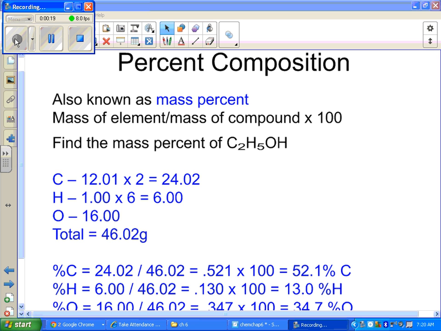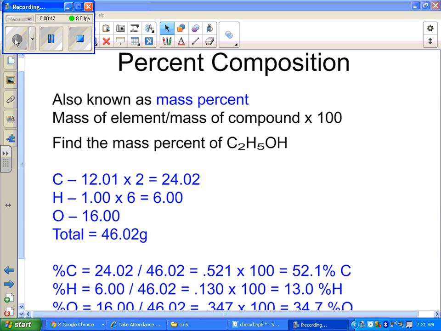So if you take a look at that formula, it's C2H5OH, right? Just some compound. What I need you to do first is find the molar mass. And where do those numbers come from? The 12.01 is the mass number for carbon. Why did I multiply by 2? Because there's 2 in the formula. And that equals 24.02. Hydrogen off the periodic table is reading 1.00.